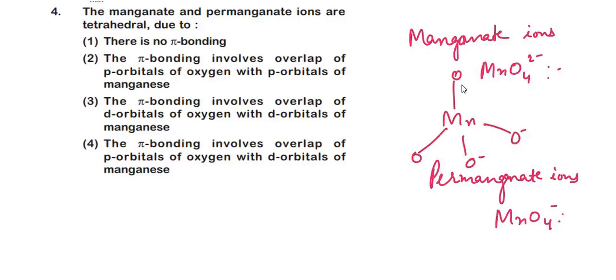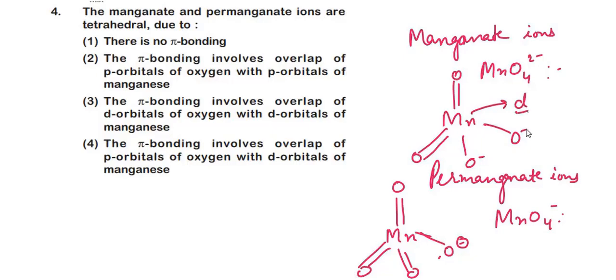Here the negative charge is on 2 oxygen in case of manganate, but in case of permanganate the negative charge is on one structure, one oxygen, and the others are double bond O. So in these two cases, the d orbital of manganese always overlaps with the p orbital of oxygen to form pi bonding. So in both the cases, the pi bonding is of the type p pi d pi type.